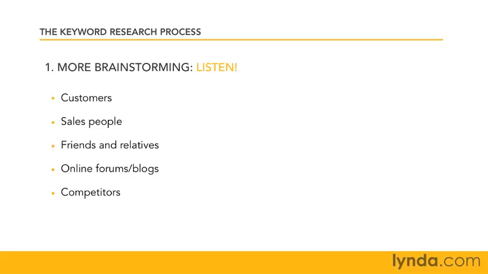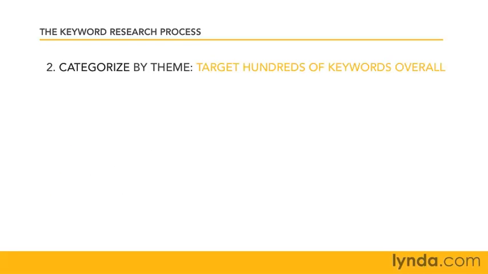But don't put too much stock in how they've optimized, as they may not actually know what they're doing, nor have researched their keywords. Put all this brainstormed information into a list. Don't worry about whether it's good or bad at this point. Now take your brainstormed list and categorize it by themes.